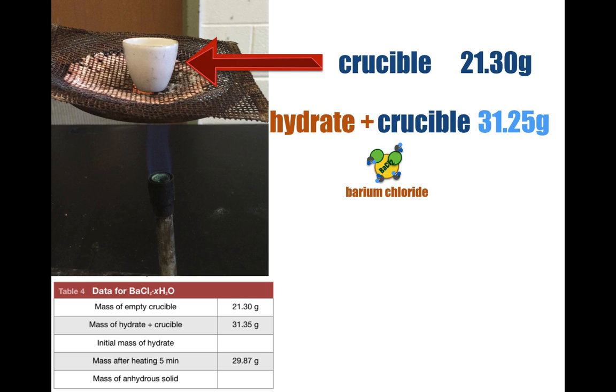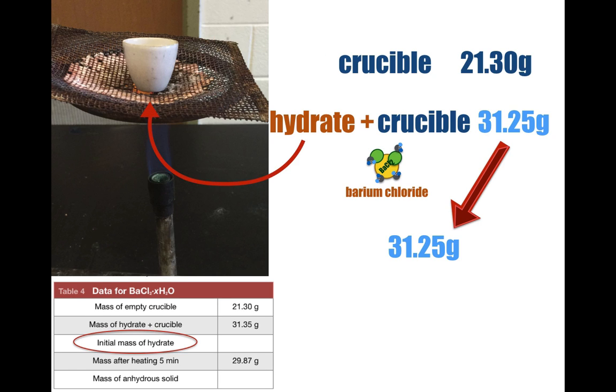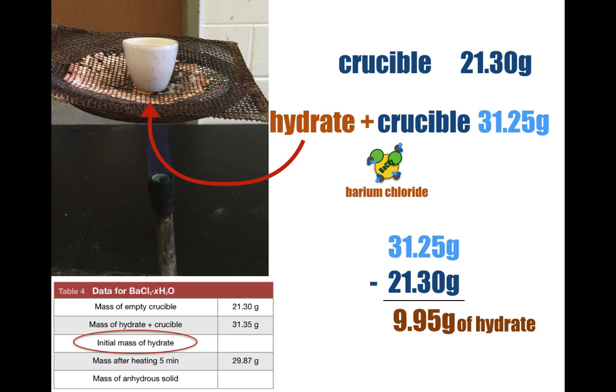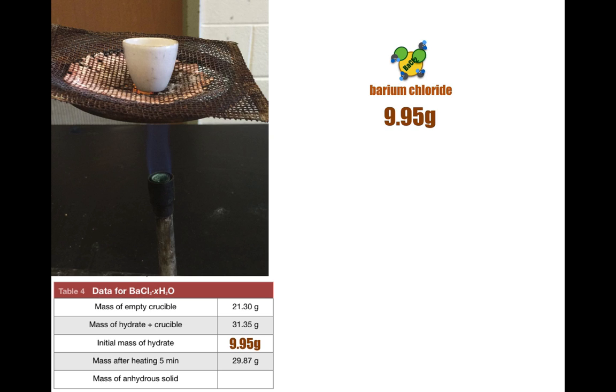Now you'll notice on the chart below, it's asking us for the initial mass of the hydrate. So in order to find that out, we put the hydrate in the crucible, and we want to subtract the mass of the crucible from the mass of the crucible and hydrate, and that will tell us how much hydrate we actually have in there. So we have 9.95 grams of barium chloride hydrate in this crucible.